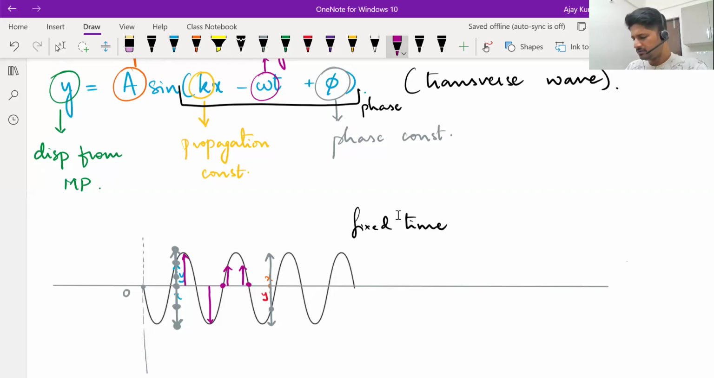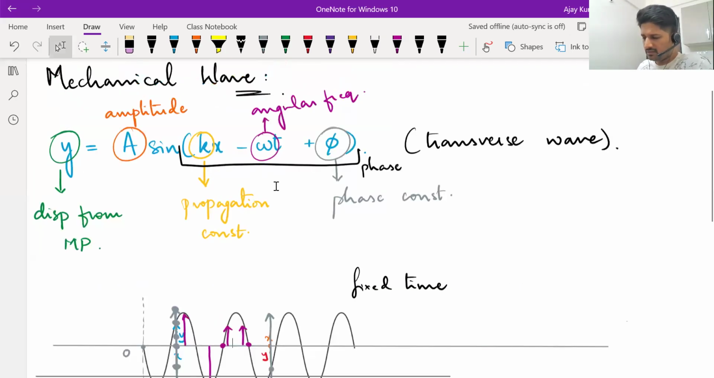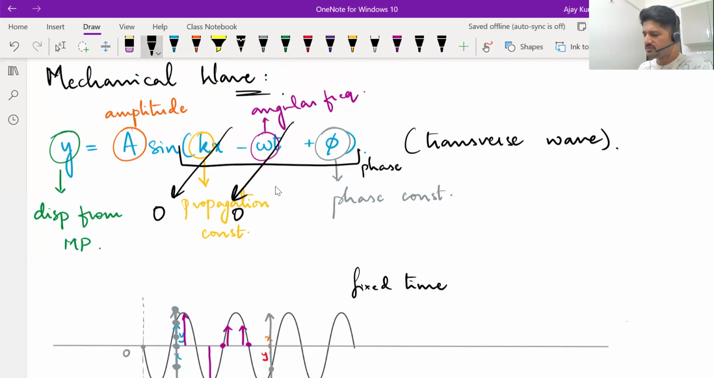Fine. So that's what the wave equation effectively tells you. And what about the phase constant? The phase constant, you substitute x as 0 and t as 0. Using the phase constant, you can tell what is the y coordinate of that particle, x equal to 0 at t equal to 0. Not just that particle, you can tell the y coordinate of any particle at a particular time using that phase constant. Okay, at the initial time using that phase constant.